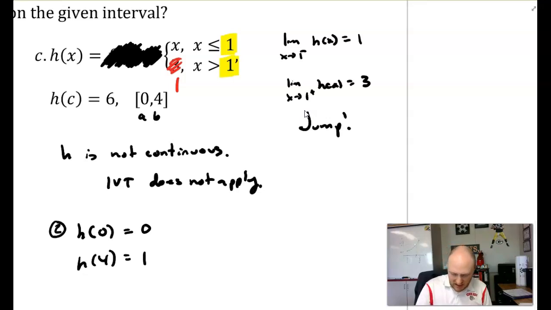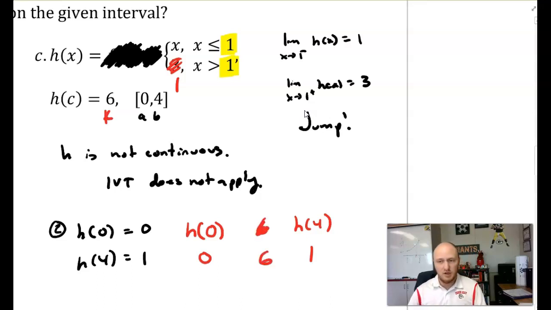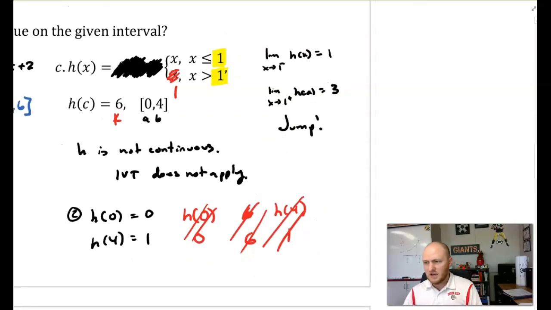And then we say, okay, is k between those? Here's h of 0, which is 0. Here's h of 4, which is 1. And our k value is 6. Is 6 between 0 and 1? No. So then condition number 2 fails. So that's an example of what condition number 2 looks like. Okay, let's go ahead and look at an example.